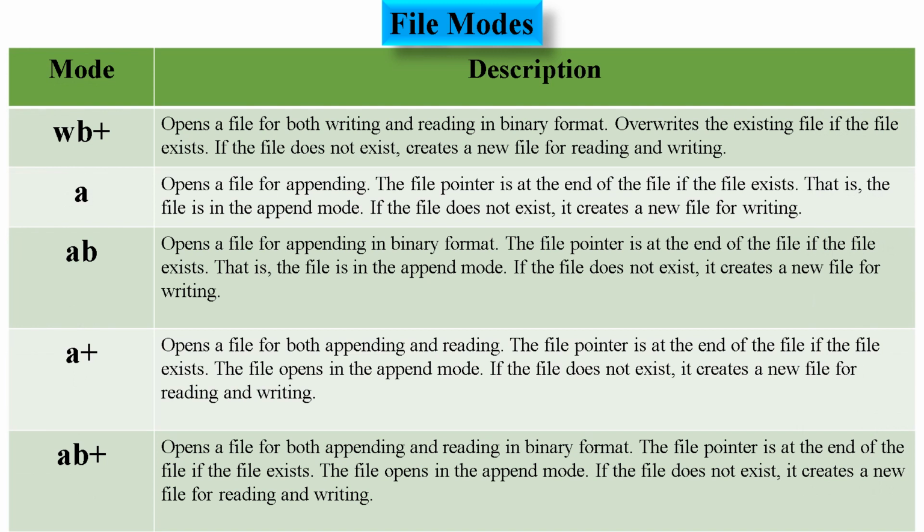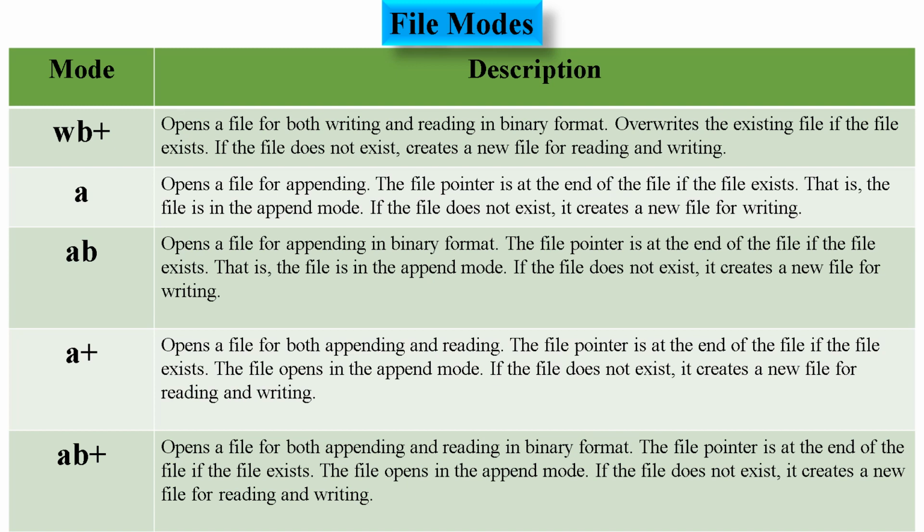Mode wb+ opens a file for both writing and reading in binary format. Overwrites the existing file if the file exists. If the file does not exist, creates a new file for reading and writing. Mode a opens a file for appending. The file pointer is at the end of the file if the file exists. That is, the file is in the append mode. If the file does not exist, it creates a new file for writing.